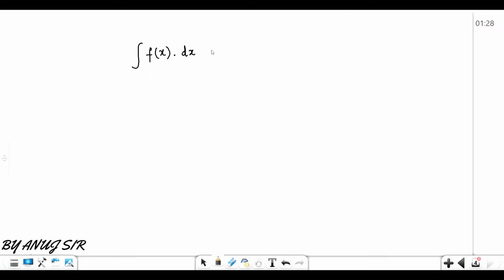I'll just write it down. We read this as integration of f of x with respect to variable x. If the function contains x, that will be integrated, and anything other than x will be treated as a constant part. Let's say that this is I.